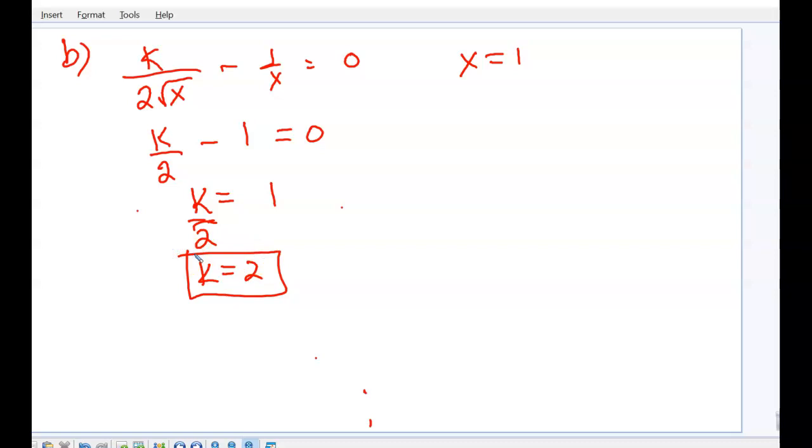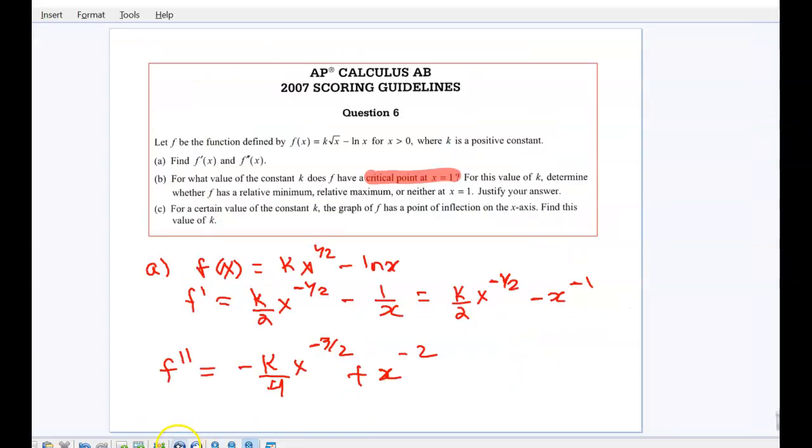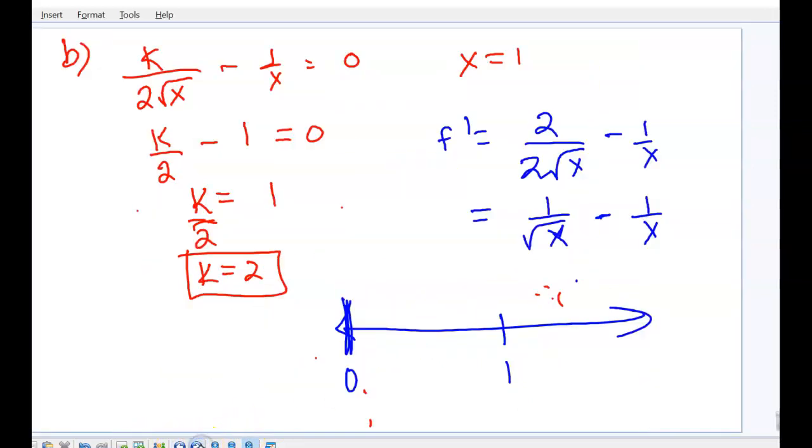So now if I plug 2 back into my first derivative, I'm going to end up getting f prime is going to be 2 over 2 root x minus 1 over x. So this is really going to be 1 over root x minus 1 over x. And now we're going to do a number line test at 1. And remember, in the original question, I have a domain restriction that x has to be bigger than 0. So I'm going to use 1/4.